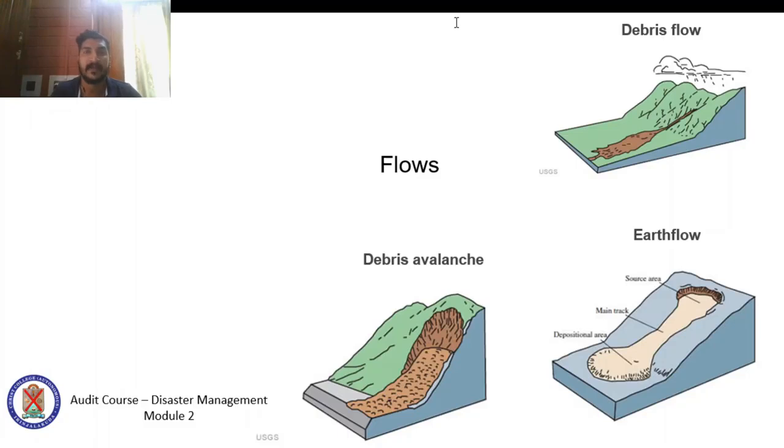There are different types of flow that differ from one another in some fundamental ways. The first one is a debris flow. It is a form of rapid mass movement in which the combination of loose soil, organic matter, rock, air, and water all mobilize as a slurry that will flow downslope. And the debris flow includes less than 50% of fines.